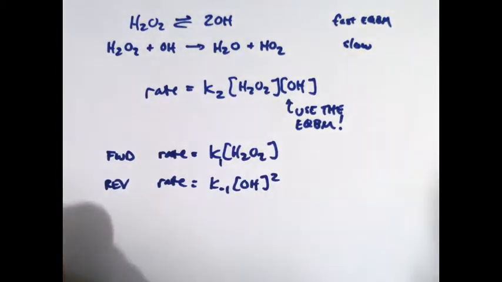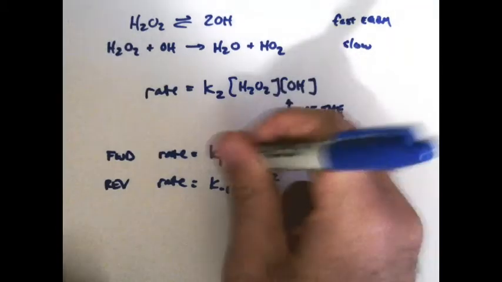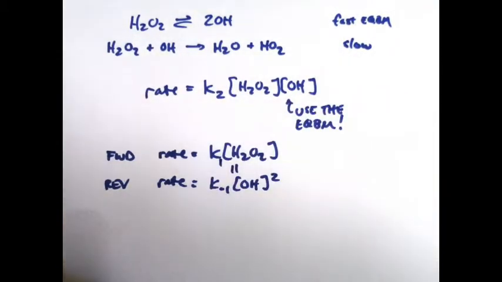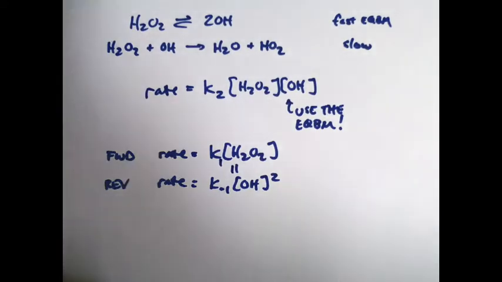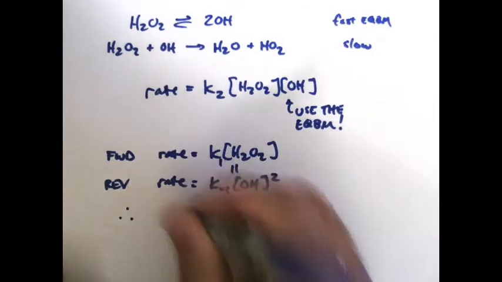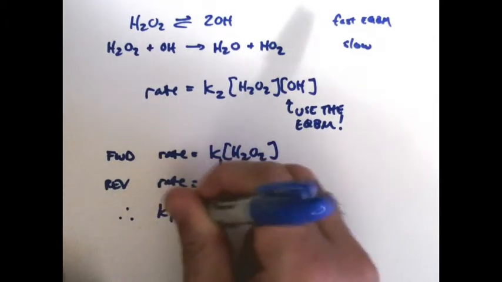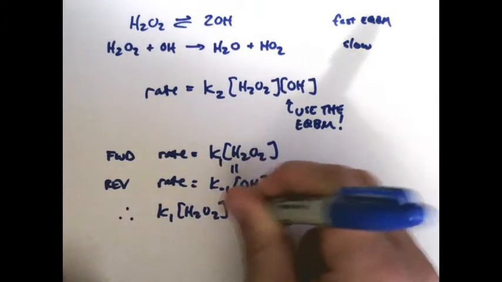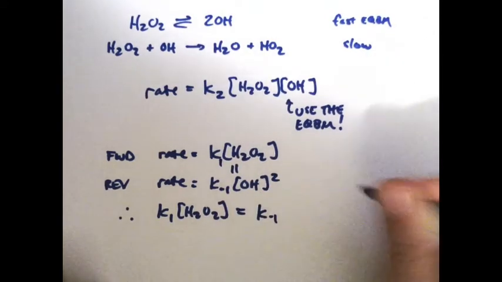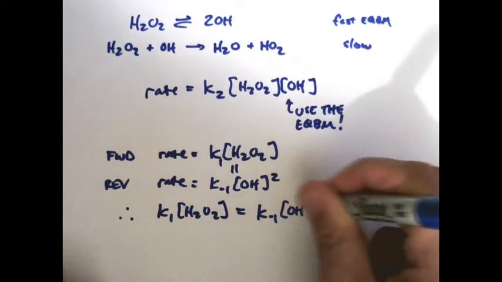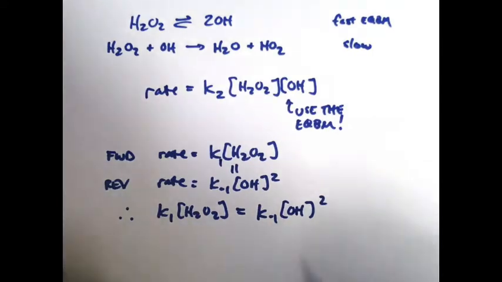Now, if this is at equilibrium, what that means is that these two expressions are equal to each other because the forward and reverse rates would be canceling each other out. We're going to learn a lot more about that moving forward in this class. But if that's the case, I can write this equation now. K1 times my hydrogen peroxide concentration equals K minus 1 times hydroxyl squared. And what I want to do is solve for hydroxyl so that I can replace it in here and get rid of it.